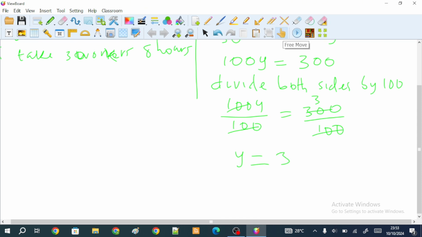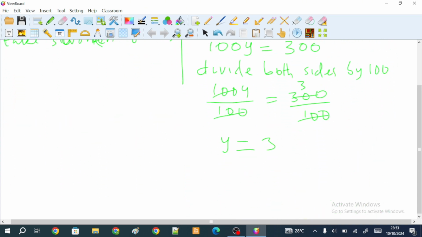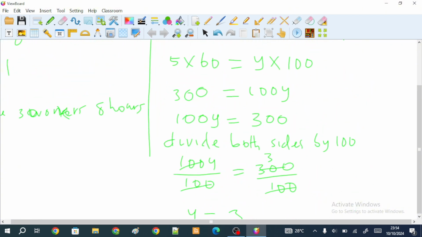What actually is our y? Okay, our y is the number of hours it is going to take. Number of hours. So we can write it will take 3 hours at 100 kilometer per hour.